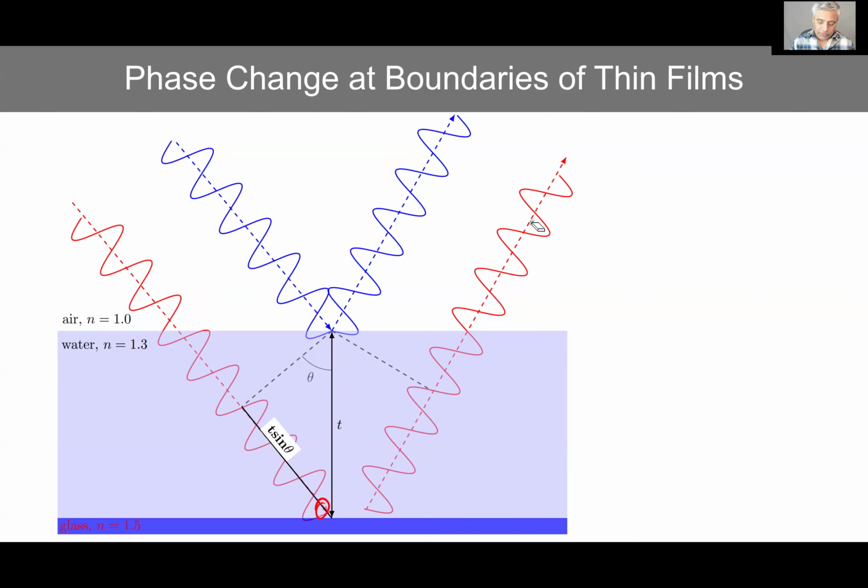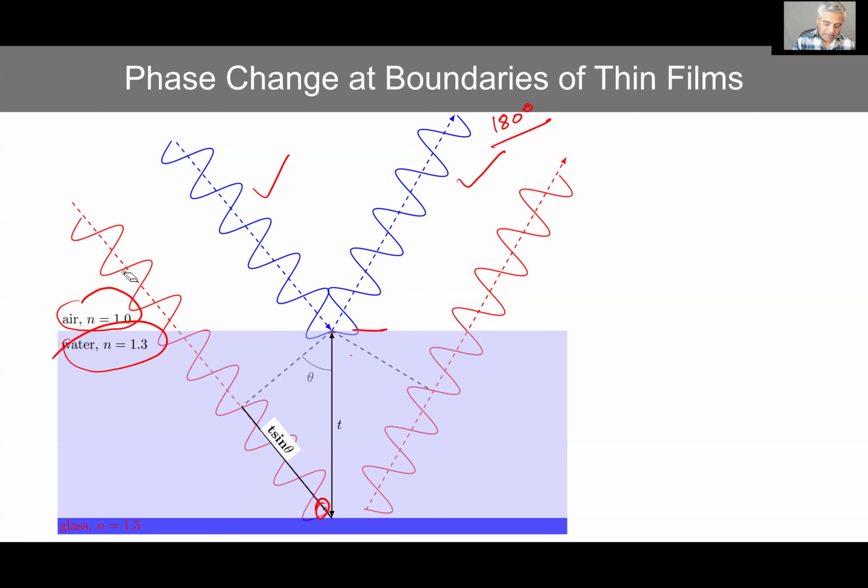Now what we see here is that this gets reflected. The refractive index of air is 1 and the refractive index of water is 1.3, so it's going to the higher refractive index. It's reflecting from that boundary. When it reflects from a boundary of higher refractive index, it changes phase. That's why this one and that one have a 180-degree phase difference. One is going this way, another is going that way. They have opposite phase.